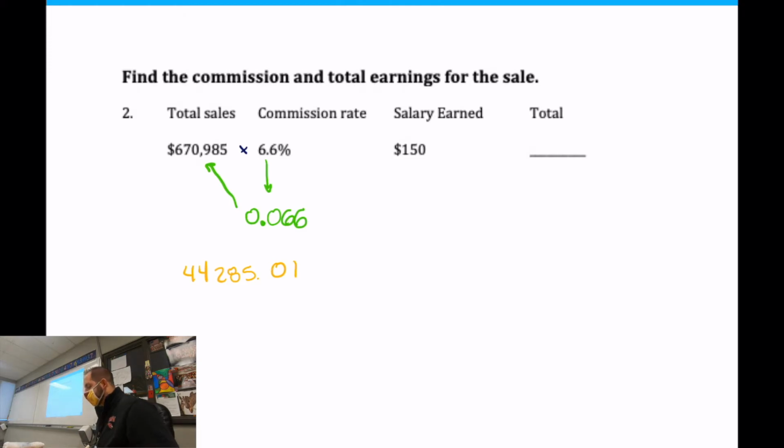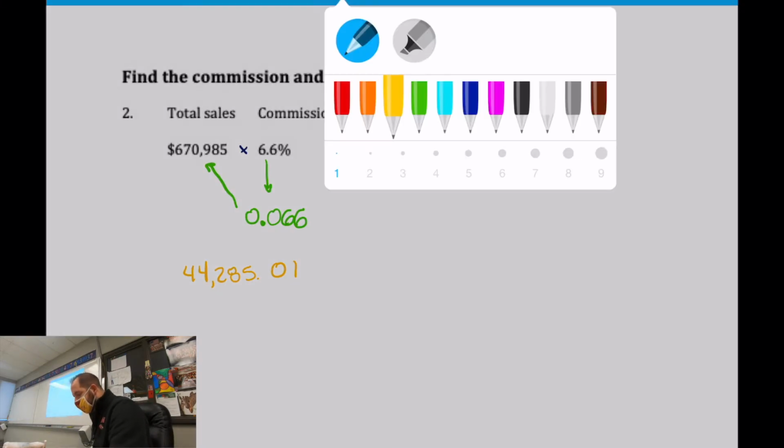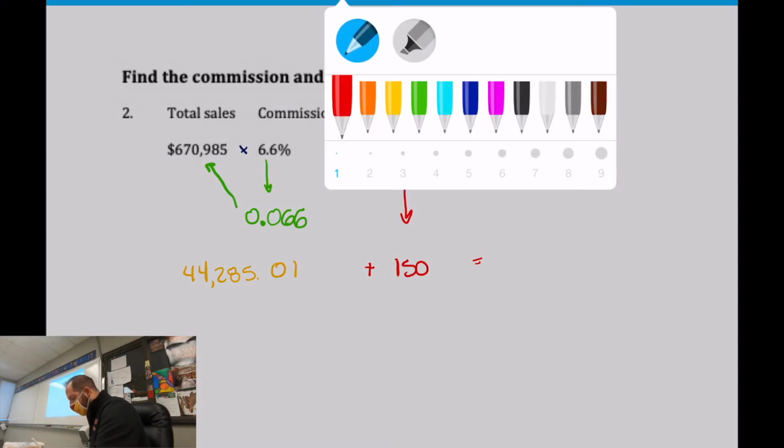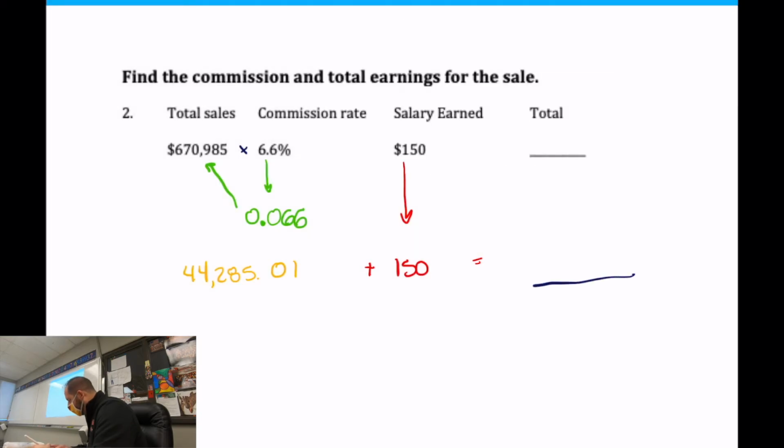But then you didn't add the $150. And yeah, we're not done yet. You're absolutely right. The last thing you have to do is add your salary. So you're adding your $150 salary in, the measly $150 when you compare them. And my total? $44,370. Yeah.